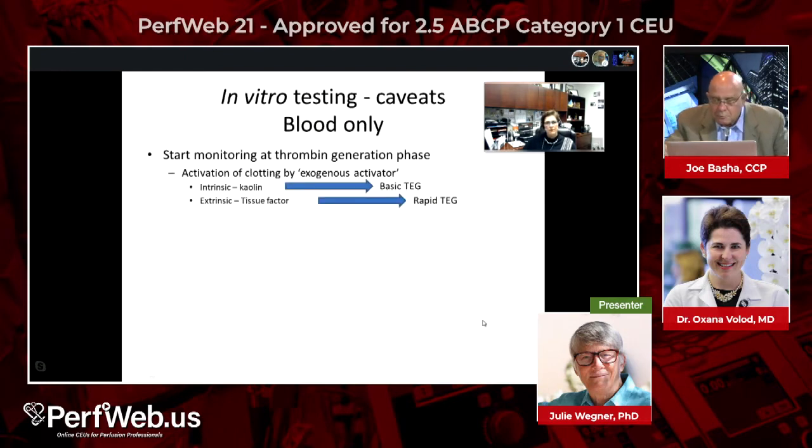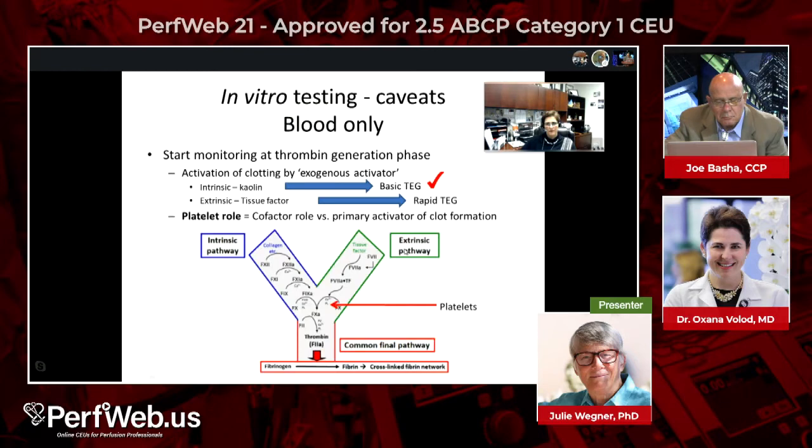All right, so in vitro testing, a couple of caveats. Number one, you're only testing the blood. So whatever's in the blood and its contribution to clot formation is what's being measured. And again, as I indicated, you start monitoring at the thrombin generation phase or the coagulation phase. And again, you're adding an exogenous activator. With the intrinsic pathway, you add kaolin, which gives us the basic TEG tracings that we normally see with the TEG 5000. And if you use tissue factor, you'll activate the extrinsic pathway. That's one of the factors used to activate and show the rapid TEG, which I won't be talking about today. I'll mainly be talking about the basic TEG.